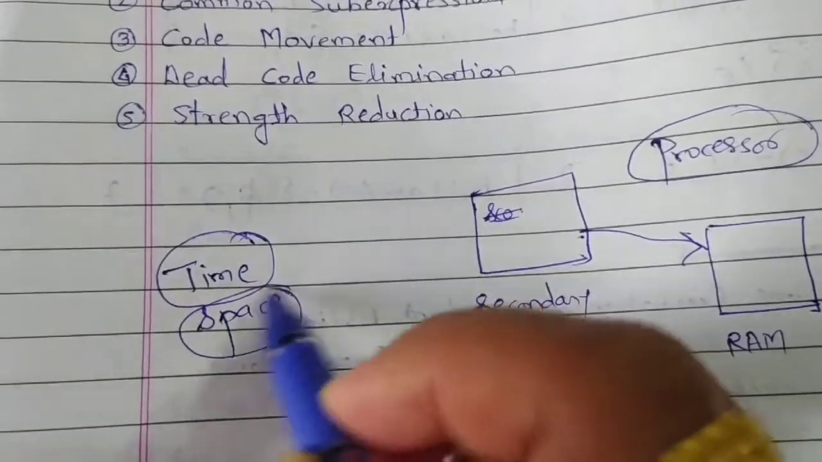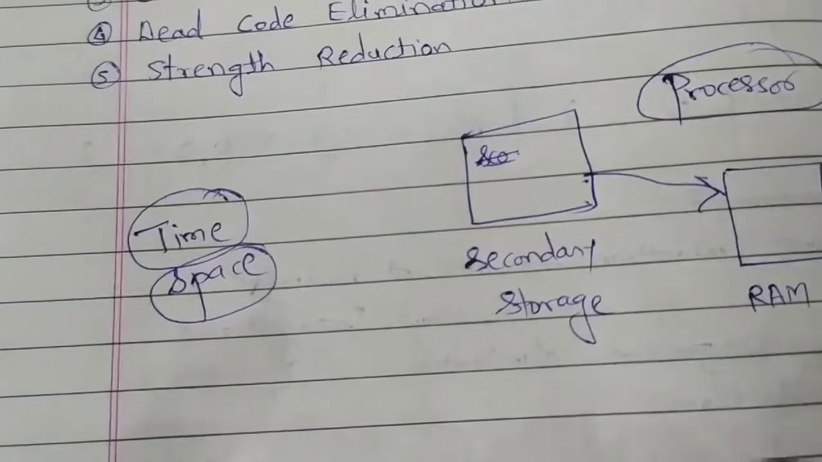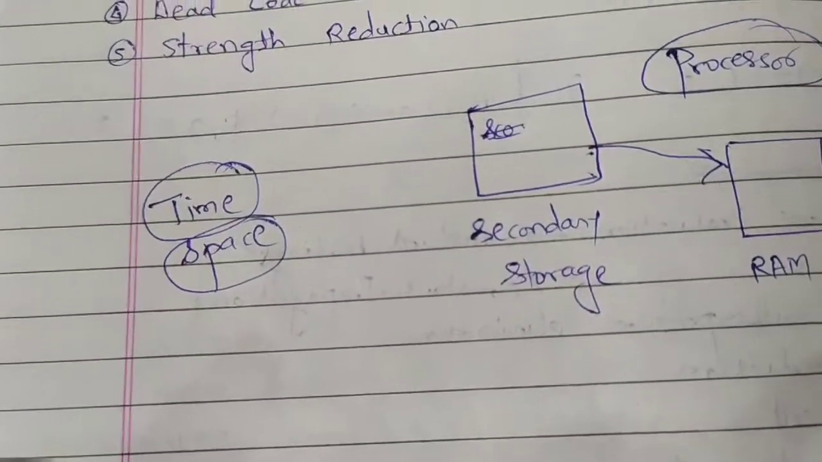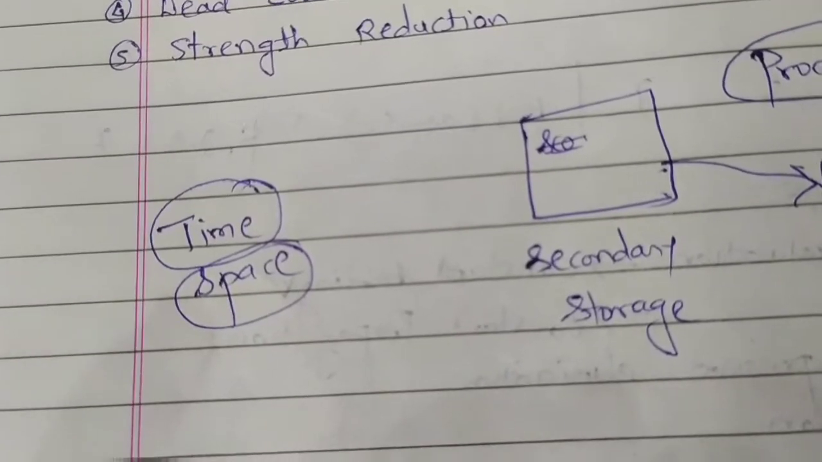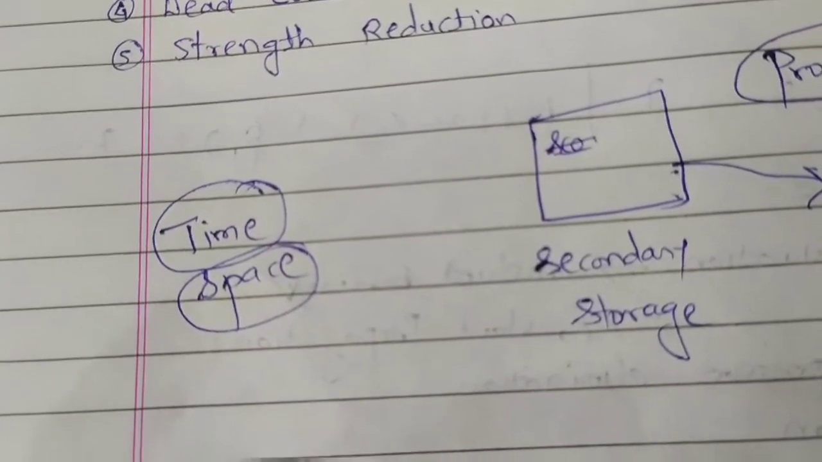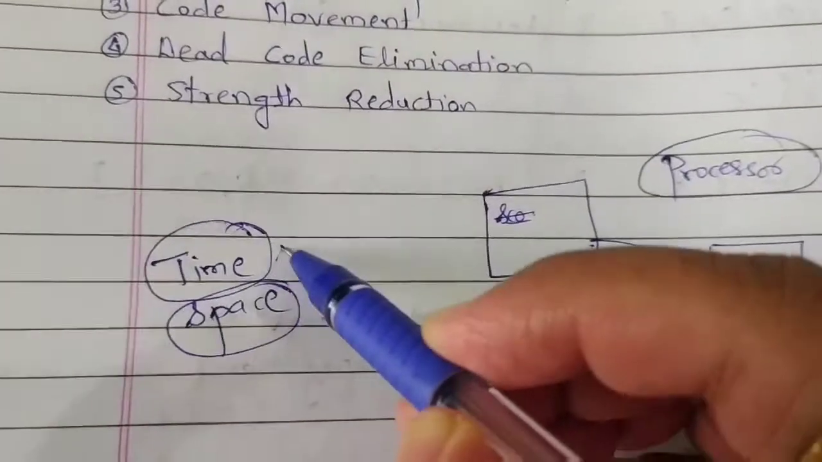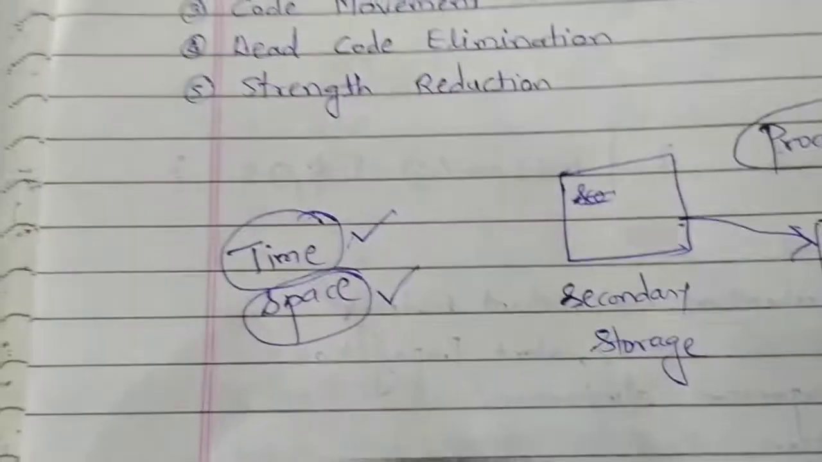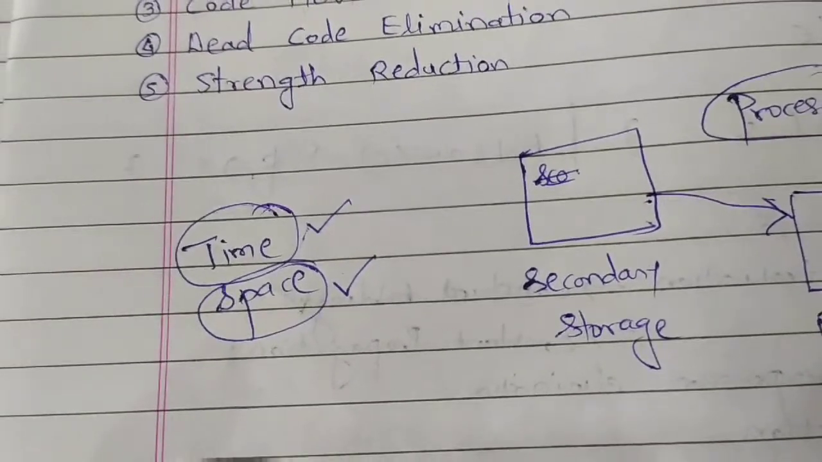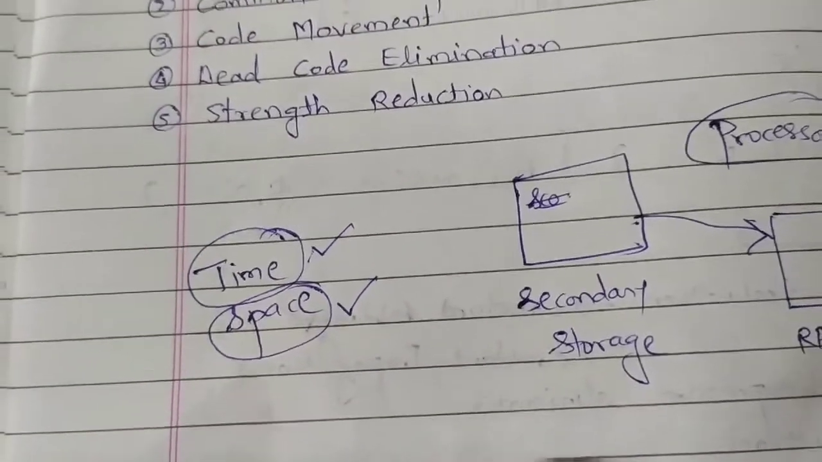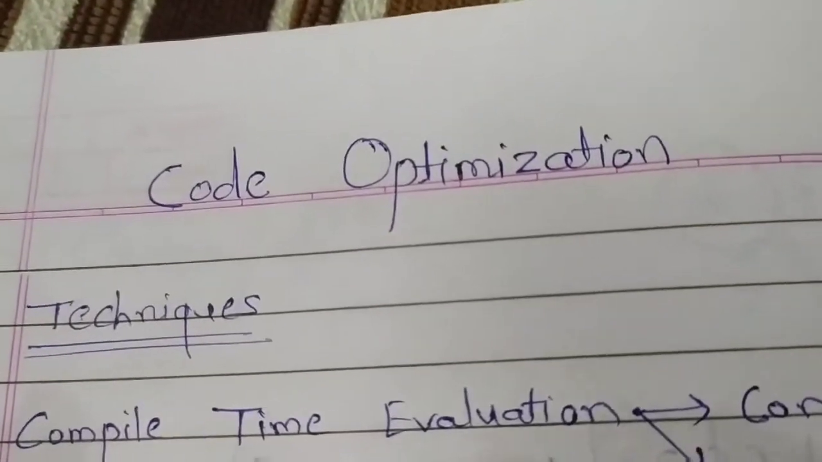Also it takes space. Now if your instructions are taking more time or more space, definitely those expressions are expensive. So in order to reduce this complexity, we have to reduce time and we have to reduce space. Reducing the time and the space required for executing the instructions is called code optimization.